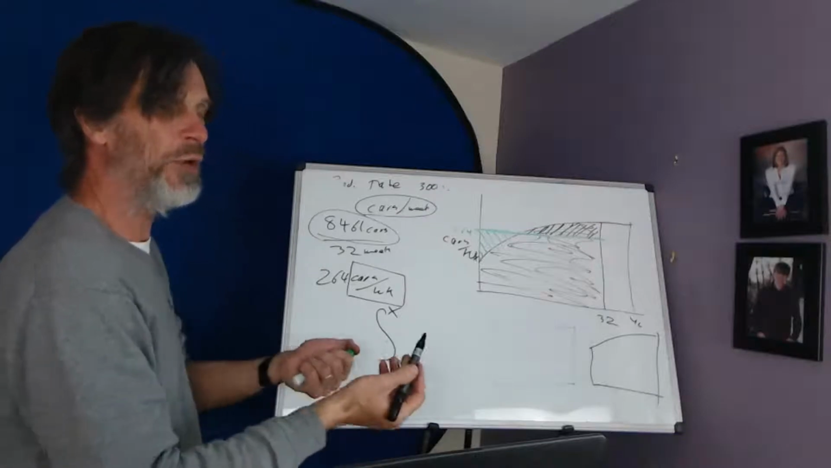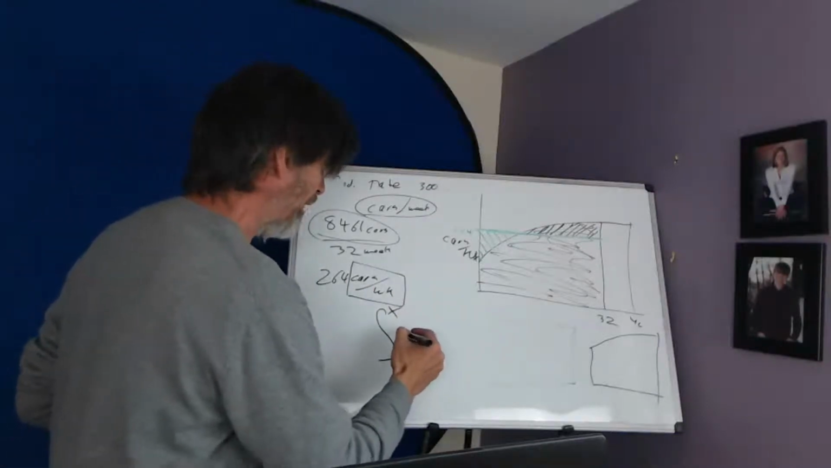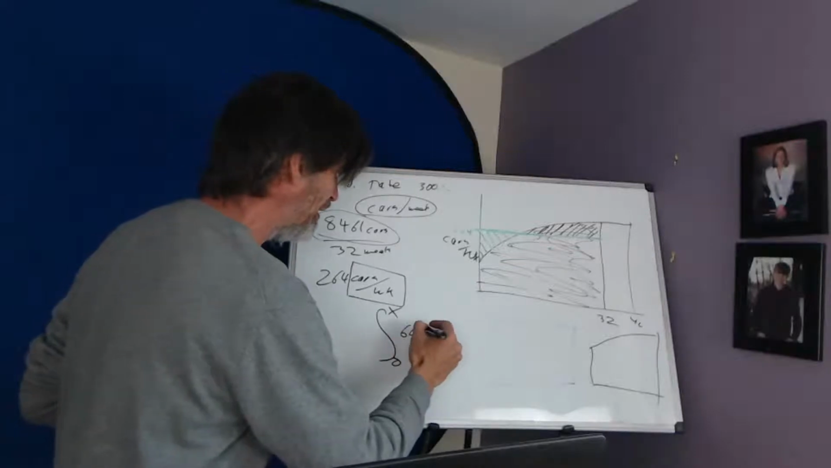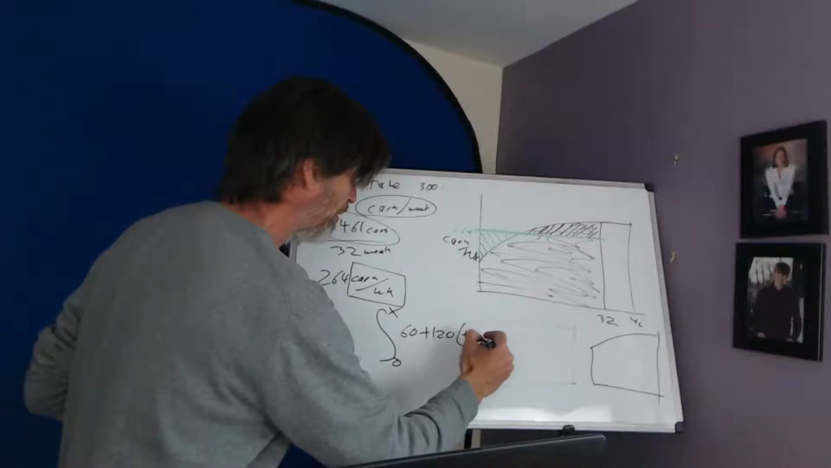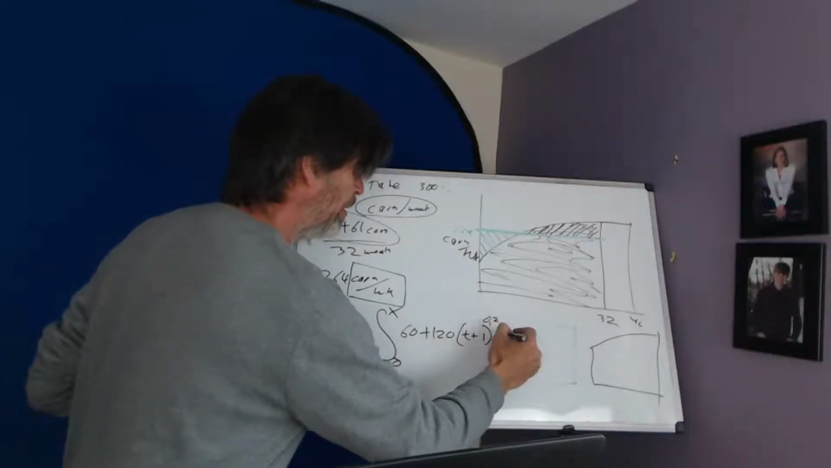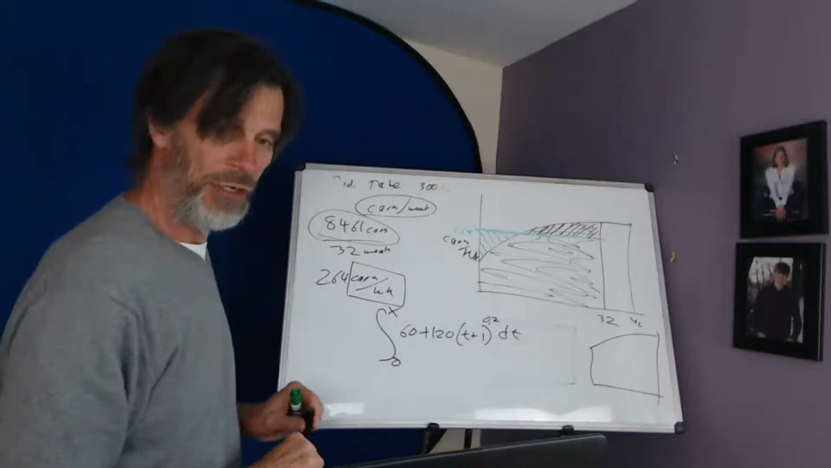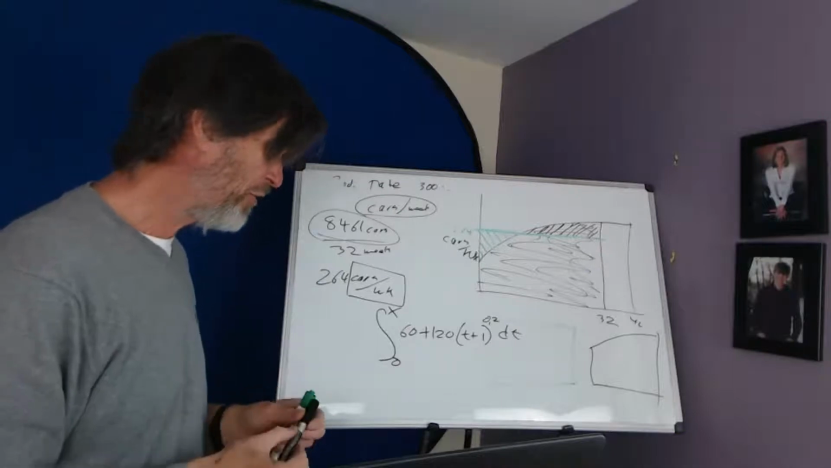The first week is 0 to 1. The first 2 weeks is 0 to 2. The first X weeks is 0 to X. The antiderivative of 60 plus 120 t plus 1 to the 0.2 dt. And you could write that and you would be almost right, but I'm asking for the function.